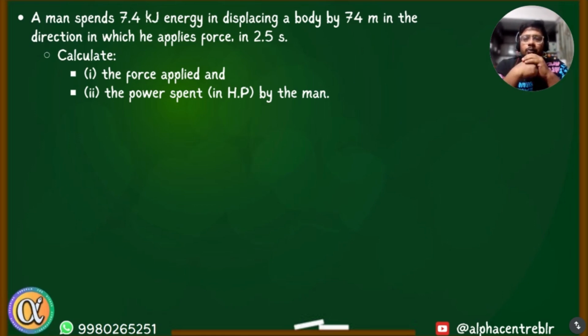A man spends 7.4 kilojoule energy in displacing a body by 74 meter in the direction in which he applies force in 2.5 seconds. Calculate the force applied and the power spent in horsepower by the man.